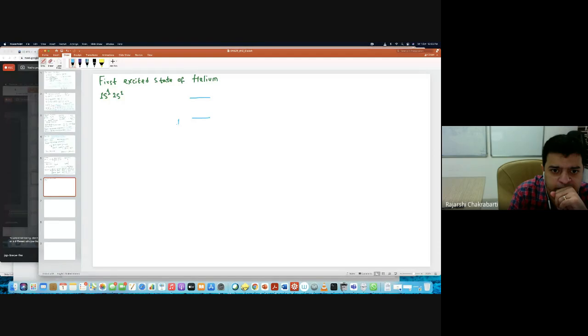This is 1s. This is 2s. One possibility is this, because being chemists, we like this. This is one possibility, and we like pictures all the time. What is the other possibility?